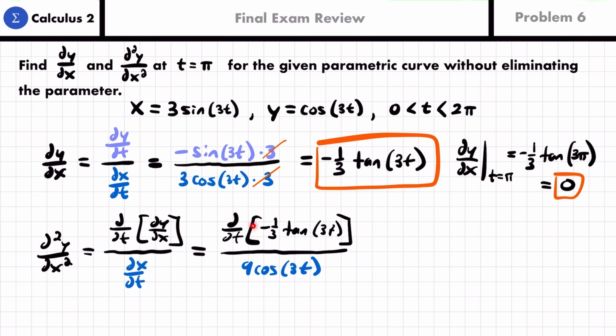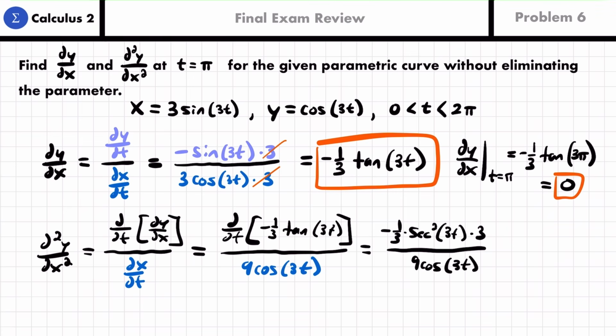All right, now let's take the derivative with respect to t of dy dx, and we will have to use the chain rule here because you have tangent of 3t. So the inside function is 3t, and the outside function is tangent, and the derivative of tangent is secant squared. So this is equal to negative 1/3 times secant squared of 3t. That's the derivative of the outside function. You keep that same inside function, but then multiply that by the derivative of the inside function. And the derivative of 3t is 3. So we multiply by 3. And then that is still divided by 9 cosine of 3t.